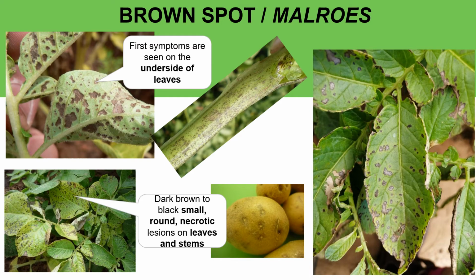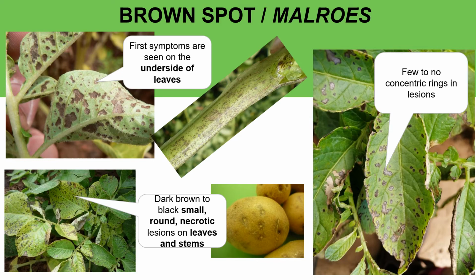The lesions are dark black to brown. They're small, round necrotic lesions on leaves and on stems, as you can see in these pictures. And a very distinctive property that distinguishes brown spot from Alternaria solani, in other words, early blight, is that there are very few to no concentric rings in the lesions. On tubers, the symptoms look almost identical to those of Alternaria solani, and there are dark sunken lesions on tubers.